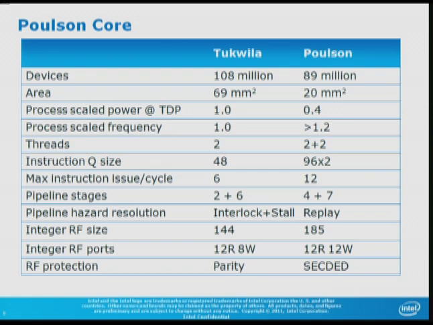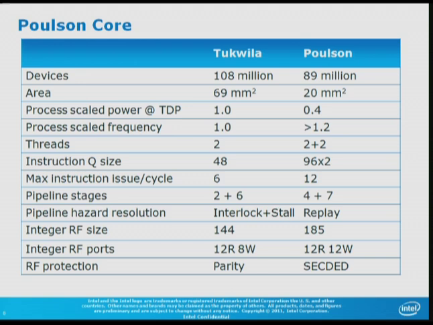Now, I unfortunately cannot disclose today what our core power is or what our core frequency is. But in order to provide some motivation into why we undertook such a radical redesign of the Poulson microarchitecture, I'm going to compare Poulson to a hypothetical last generation Tukwila design that's been forward ported into the same 32 nanometer process as Poulson. So comparing Poulson to this hypothetical design, a design representing no microarchitectural changes, Poulson uses 40% of the power and runs at least 20% faster.